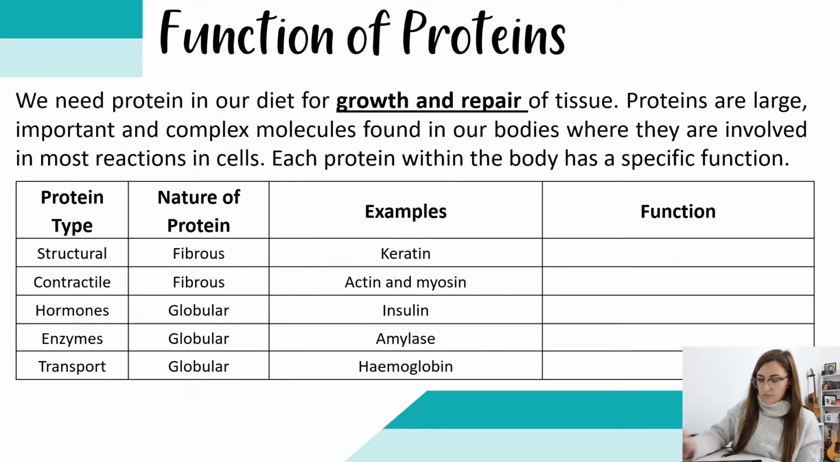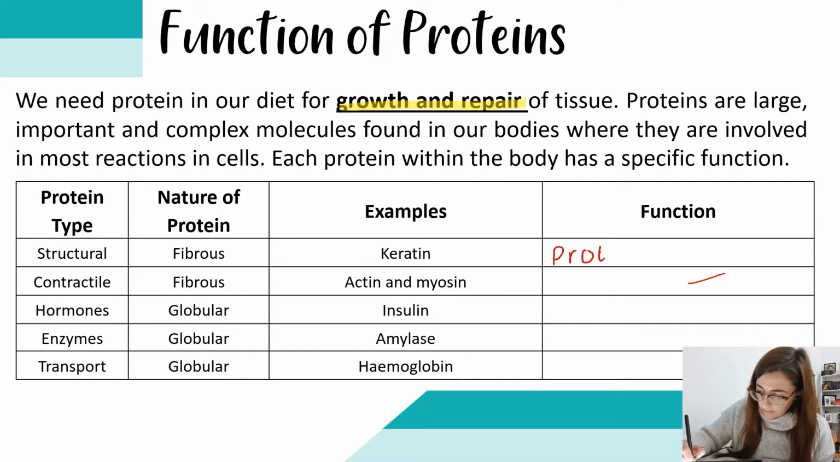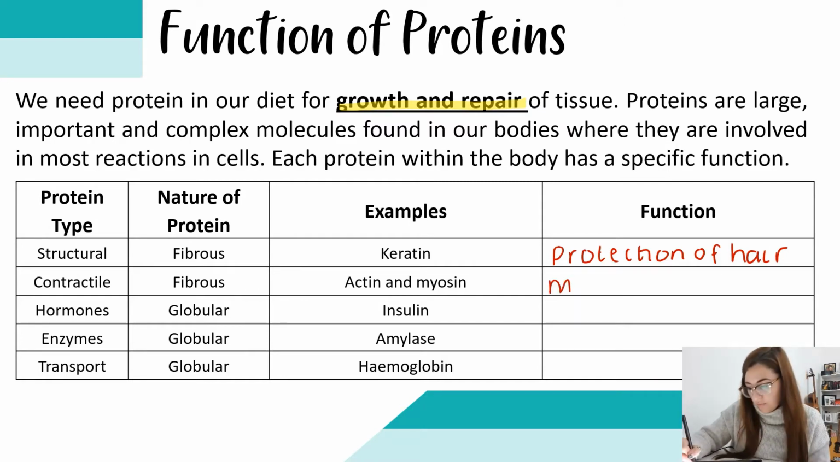In our body, proteins have a very specific function. The majority of proteins in the body are used for growth and repair of tissue, but proteins are very large, very important and complex molecules in the body, and they have a variety of functions. So the table below shows some of the functions of different proteins in the body. So for example, we've got keratin, which is involved in the protection of hair. We've got actin and myosin, which are involved in the movement of muscles.